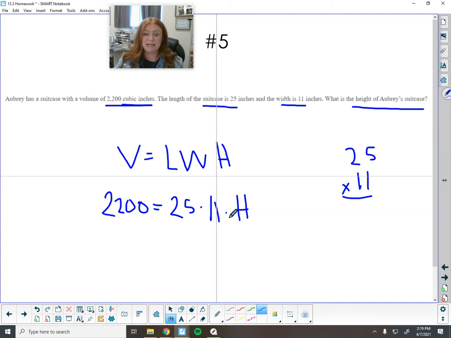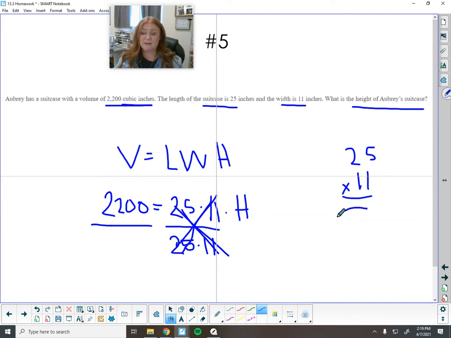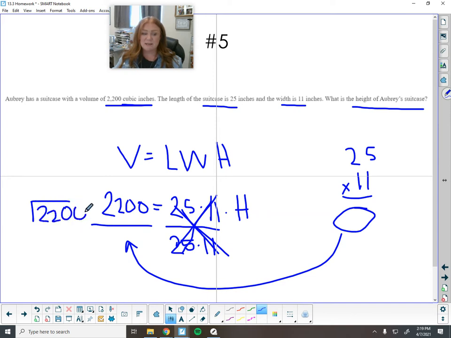And then we want to get h by itself. So the opposite of timesing by 25 and 11 is to divide. So we'll divide, which cancels this out. When I do 25 times 11 divided by 25 times 11, it all just cancels out. And then whatever this answer is here, I divide here. So we're going to take 2,200 divided by whatever 25 times 11 is and put that here and simplify our problem until we're left with h.